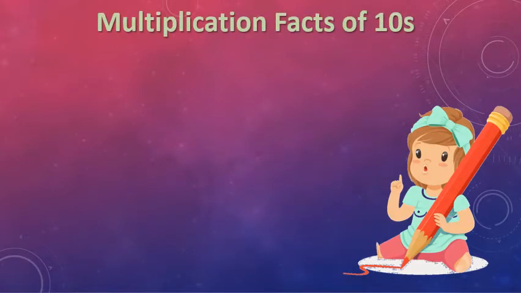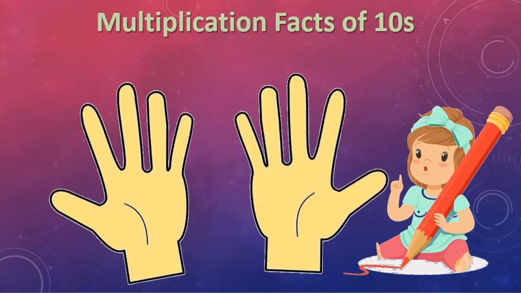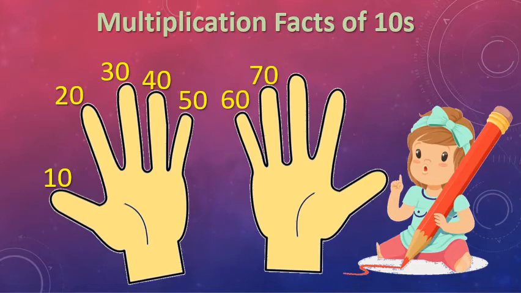Now, multiplication facts of 10 on our fingers, beginning from the left finger here. It will be like the song we listened to before. It will be 10, 20, 30, 40, 50, 60, 70, 80, 90, 100. Okay, now each finger is a multiplication by 10.